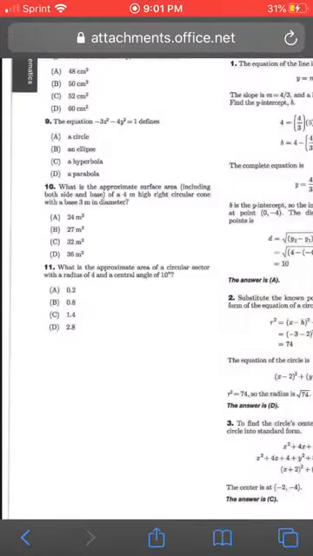Number 9. The equation negative 3x squared minus 4y squared is going to equal 1. The options are a circle, an ellipse, a hyperbola, or a parabola.